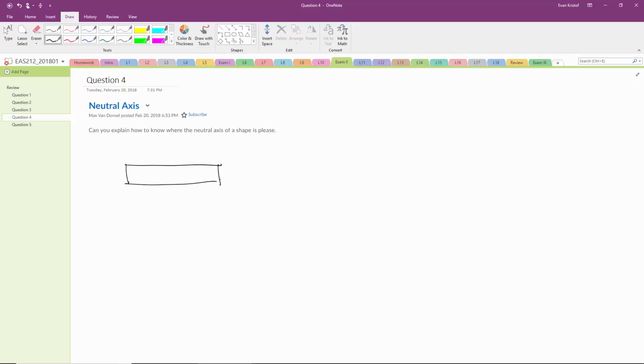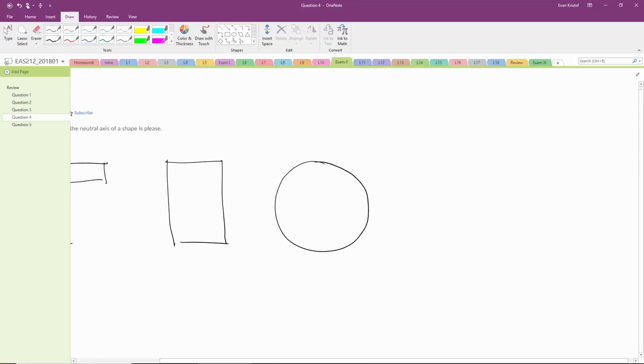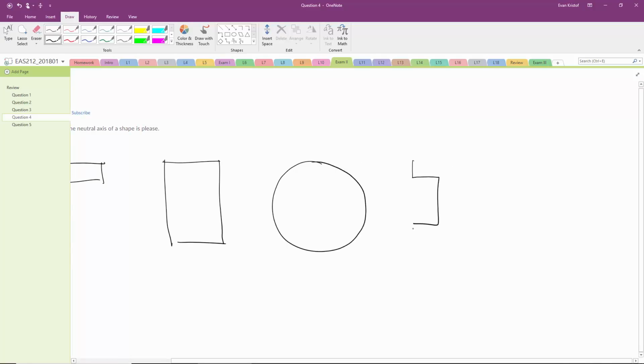I'm just going to draw a few different section shapes here. We'll even do that, and maybe an I-beam as well.